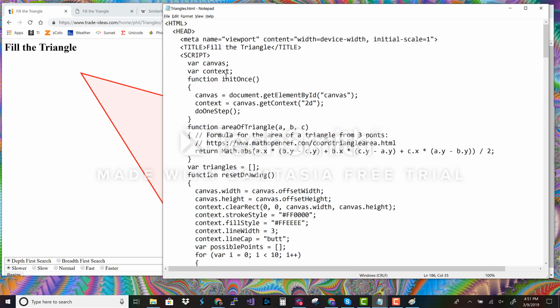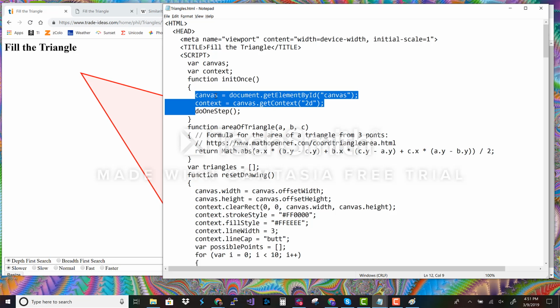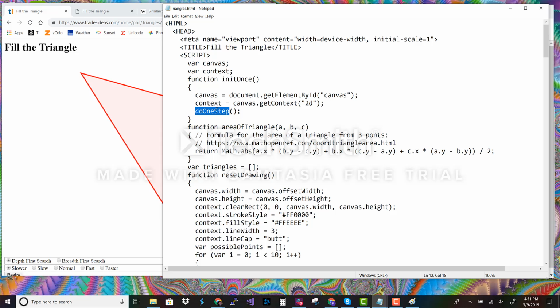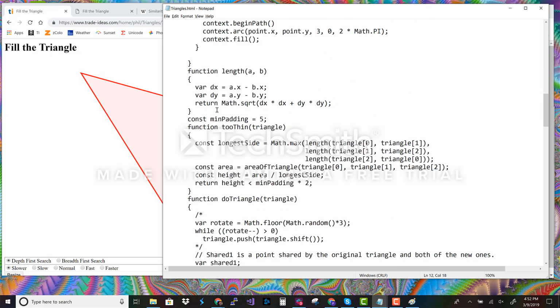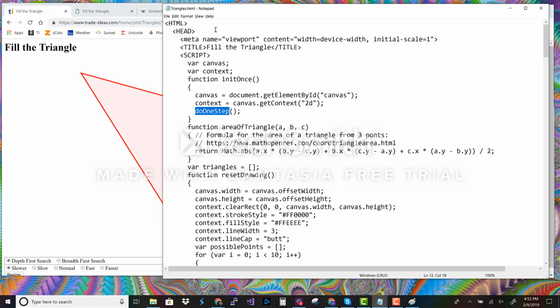Is there anything else up here? Yeah, init once. We're just saving a couple of things in variables just so you don't have to keep looking them up. And then that do one step we just saw. That was the thing that either drew a triangle, broke a triangle in half, or reset the screen and drew the entire triangle. So I think that covers everything. Well, that's all the code. We do have a little more HTML. I don't know how important that is.